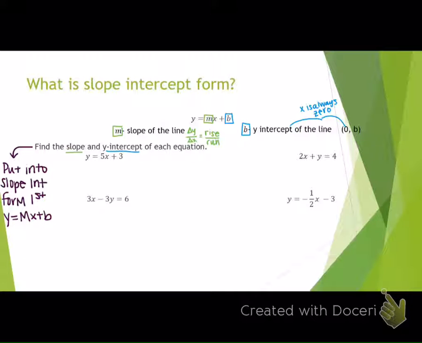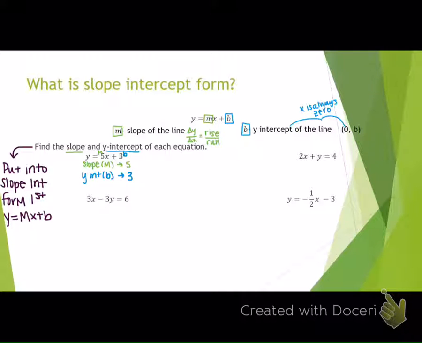Okay, Hannah, what is my slope of this first one here? 5. Good. So remember, it's y equals mx plus b. So your slope is 5. Ian, what is my y-intercept? 3. Yep, my b value is 3. What questions do you guys have so far before I do the next one?